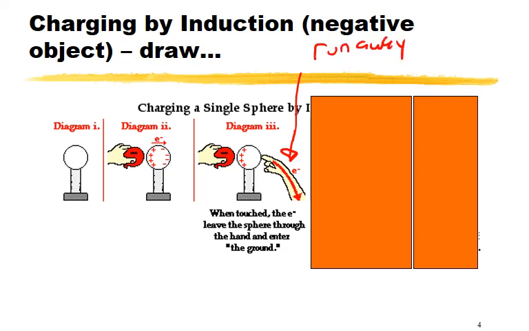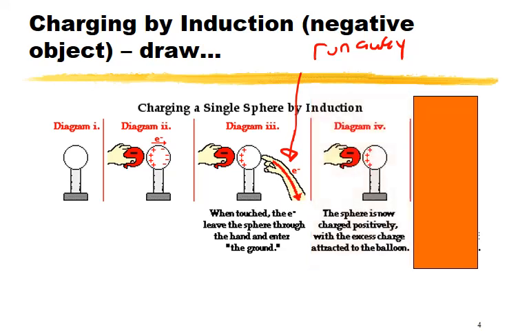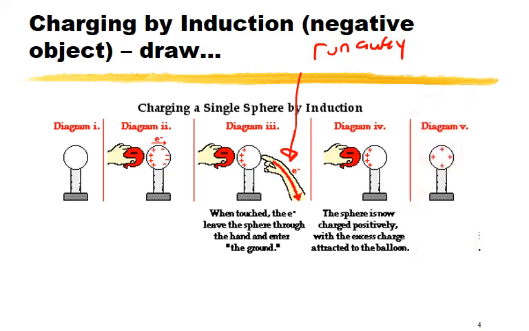And as they do, and let's say we remove our finger, now there's less electrons on there. The whole thing is going to be positively charged.